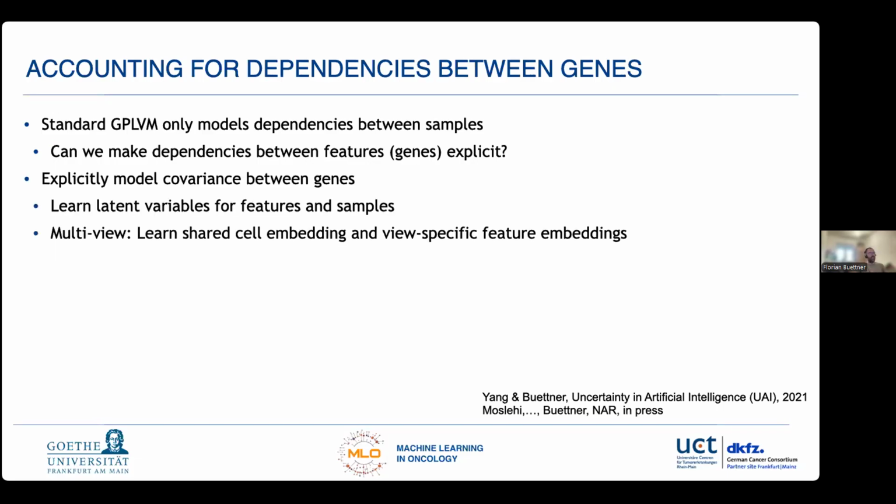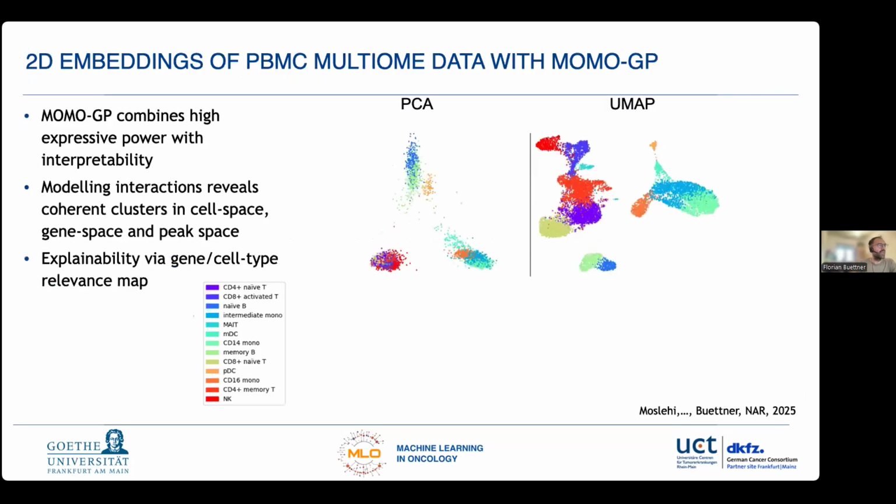And we can do that by learning latent variables not only for the samples, so the cells, but also for the features, so the genes, let's say. And when we have a multi-view version, we can learn shared embeddings for the cells, and we can learn view-specific feature embeddings. So we would learn, for example, gene embeddings for the RNA view and peak embeddings for the ATAC view, if you have a 10x multiome dataset, for example. Okay, so how does it look?